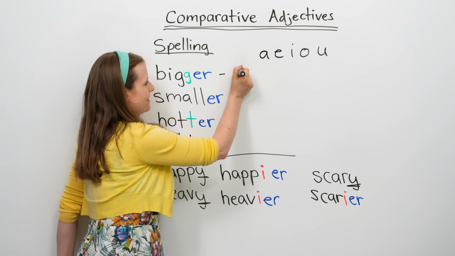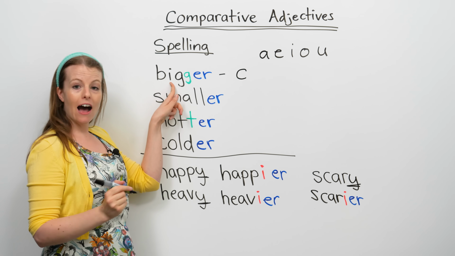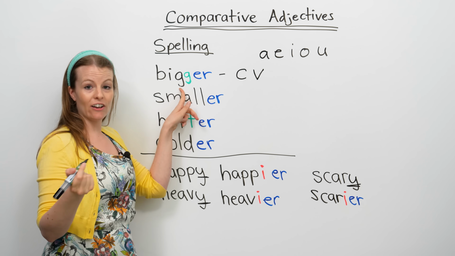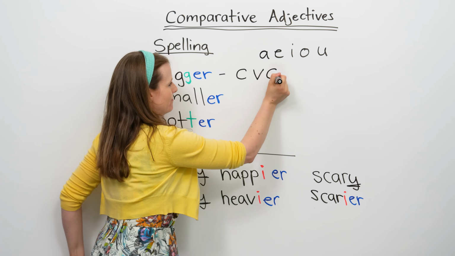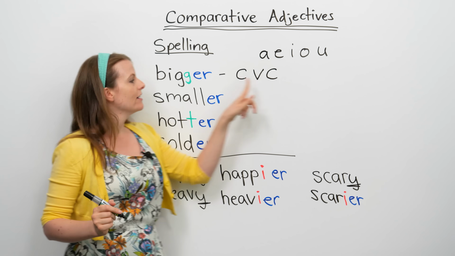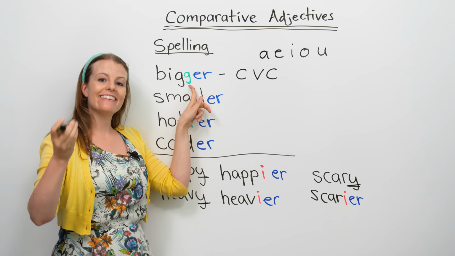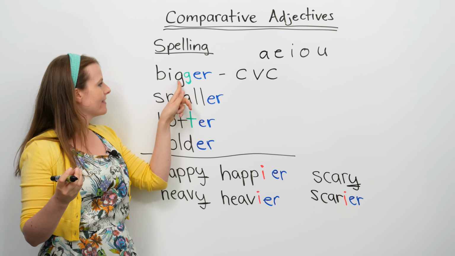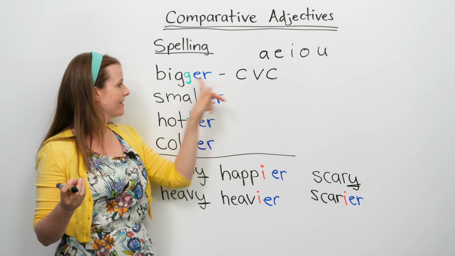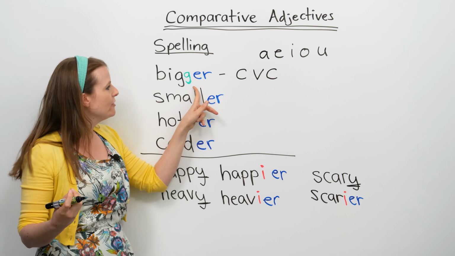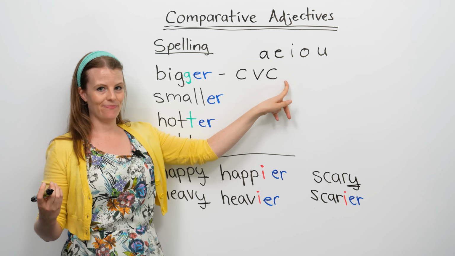B is a consonant, so I'm going to put a C. I is a vowel, so I'm going to put a V. And G is a consonant, so I'm going to put a C. When you have consonant, vowel, consonant, you need to add a second consonant or a second letter. So in this case, the last consonant is a G. So when we're making a comparative adjective, we need to add another G.